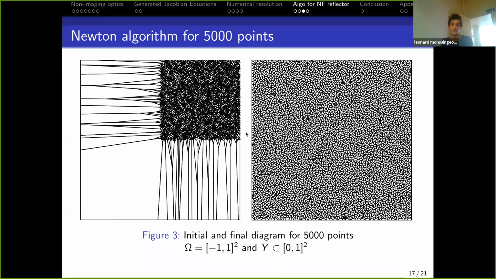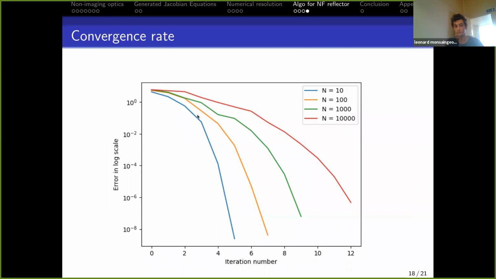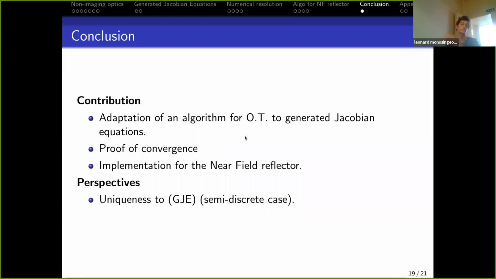As I mentioned, we also have the number of iterations depending on the number of points on the target. This is why I mentioned earlier, you can see that at the beginning we have a damping parameter that is low, and so we have a slow convergence. Once the algorithm is going in the right direction, the damping parameter is equal to 1 and the convergence is way faster.